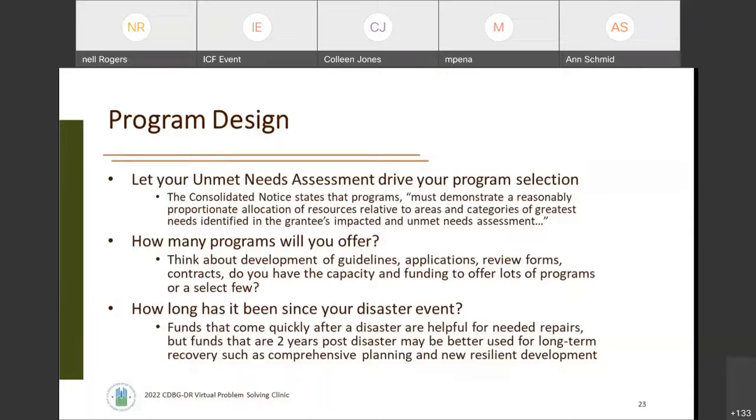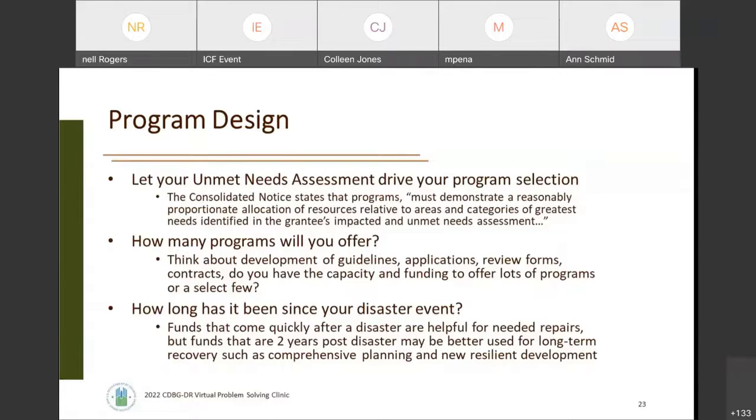We talked a little bit about this earlier, but really think about how many programs you will offer. Think about the development of guidelines, applications, review forms, contracts. Every different type of program may trigger a different form, different contract, different application. So make sure you're considering how much administration and how much delivery funding you have available to you, and that you're not overstretching your capacity based on your grant.